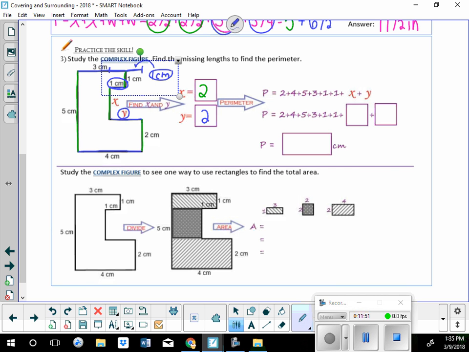So now we need to add up all of our sides. And remember, the hardest part about perimeter is making sure that you add up all of your sides, that you don't forget any of them. So this one, we started with the 2 right here. And then we had 4. And then we had 5. 3.